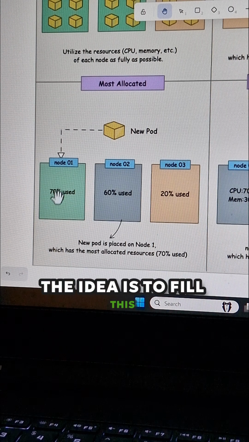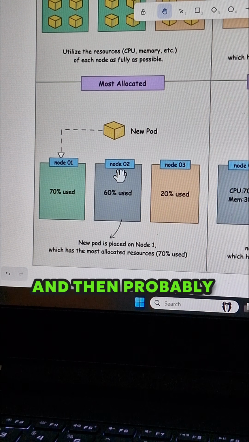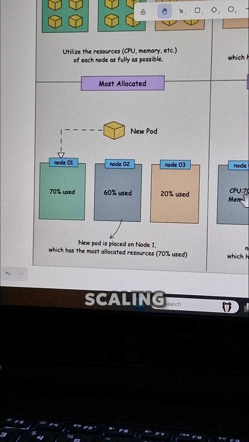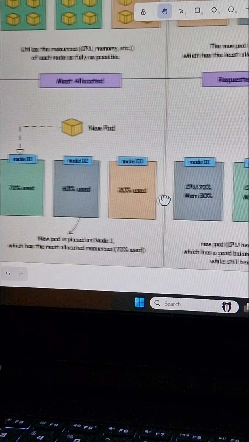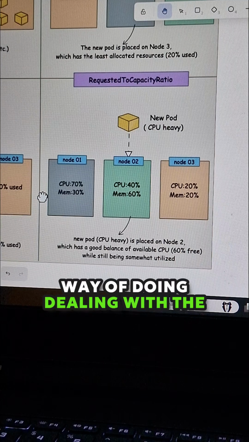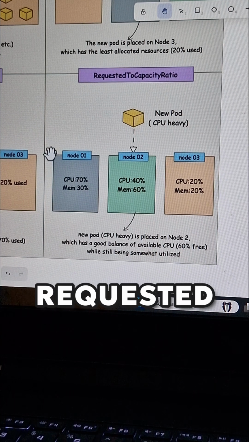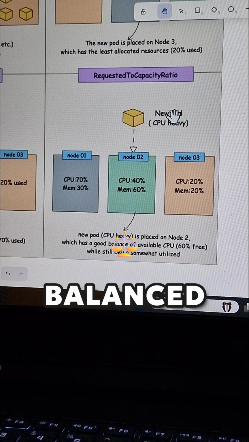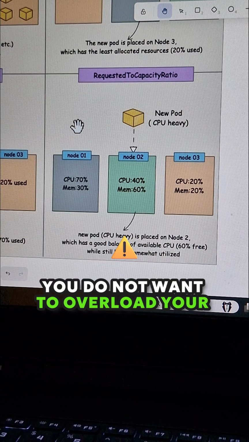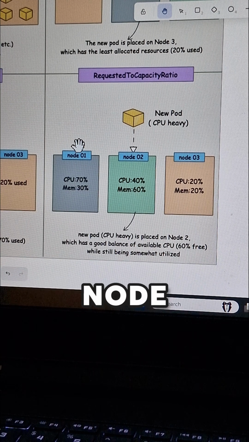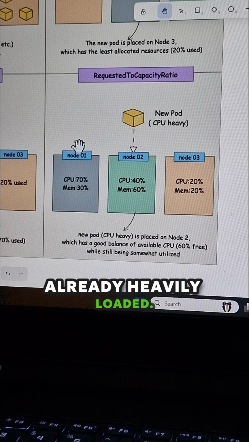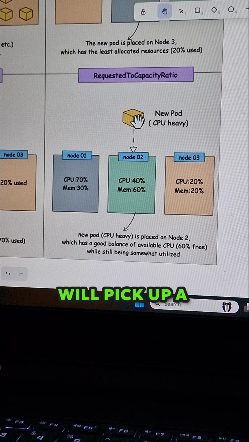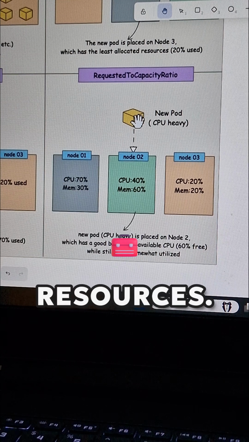The idea is to fill this node up first, and then probably fill this node, followed by this node, followed by scaling if required. There is another way of dealing with the same thing, which is requested to capacity ratio. This is more of a balanced approach. You do not want to overload a node that is already heavily loaded. Therefore, the scheduler will pick a node that has balanced CPU and memory resources.